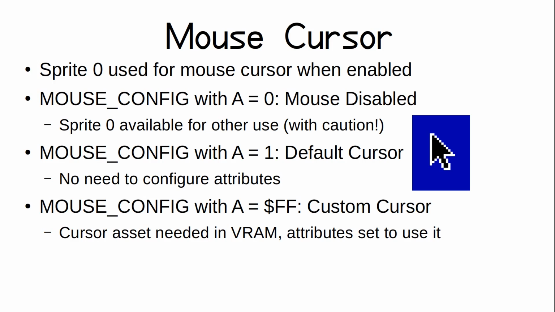You still can't change the position, but you will need to point to an asset in VRAM, and make sure your attributes will support it. If you don't have the attributes set properly, the mouse cursor could be just a floating blob of garbage, and that's not a great user experience.